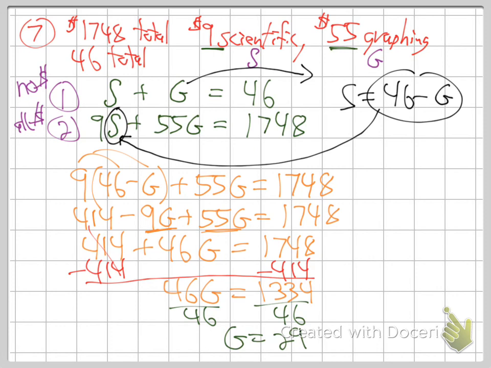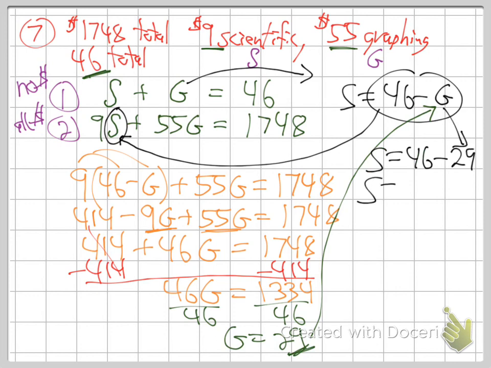And then you can just plug in right here to find the scientific, huh? Or you could just say, hey, there's 46 total, so just subtract from 46. If you know there's 29 graphing, just subtract, and you get the other one. So I'll work that out. S is 46 minus 29. That G becomes 29. Is it 17? 17 scientific, 29 graphing. We're done.